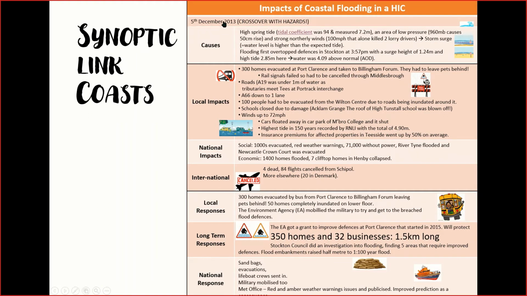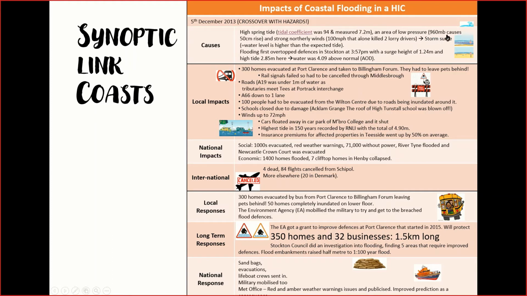Now, going back to this then, the causes, and we're going to be focusing on the 5th of December 2013 floods, which was one of the earlier ones in this. That had a high spring tide, and the tidal coefficient was 94. So it was 7.2 meters difference between the high tide and the low tide. Quite extreme. And we also had an area of very low pressure.